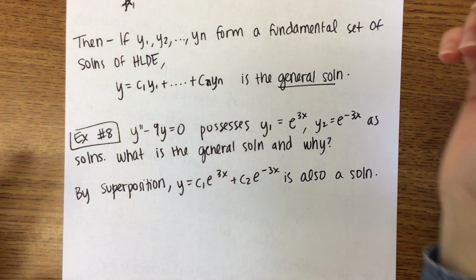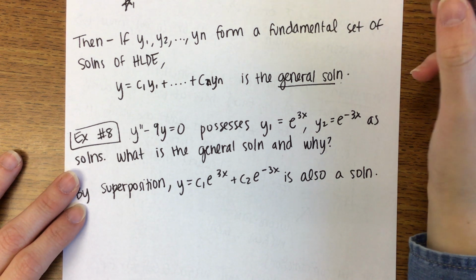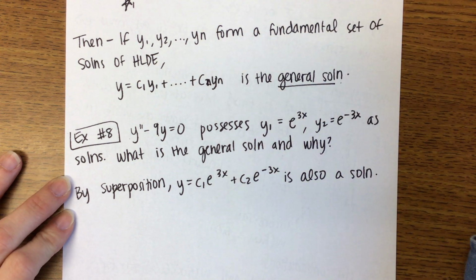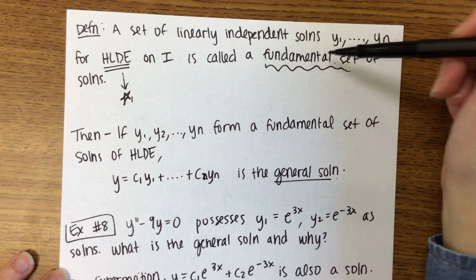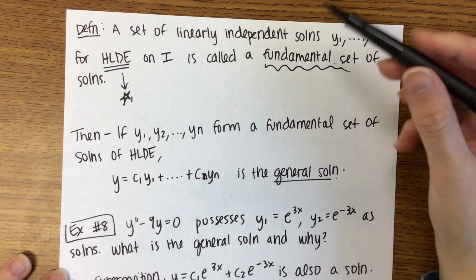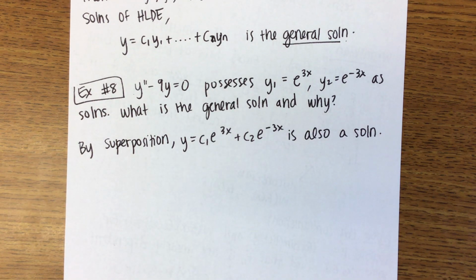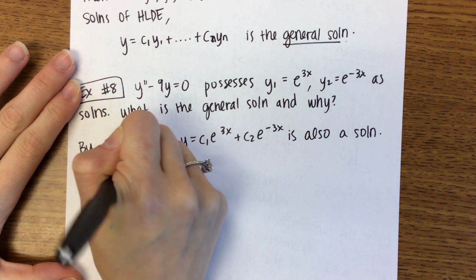So what we've written down before, if we have a fundamental set, we have the general solution. In order to have a fundamental set, we need to have linearly independent solutions. So what we need to prove is that we have linearly independent solutions, which gives us the fundamental set. Fundamental set gives us the general solution. So how can we show that those two functions are linearly independent? What are we going to use? Wronskian. Okay, so we have to find the Wronskian.